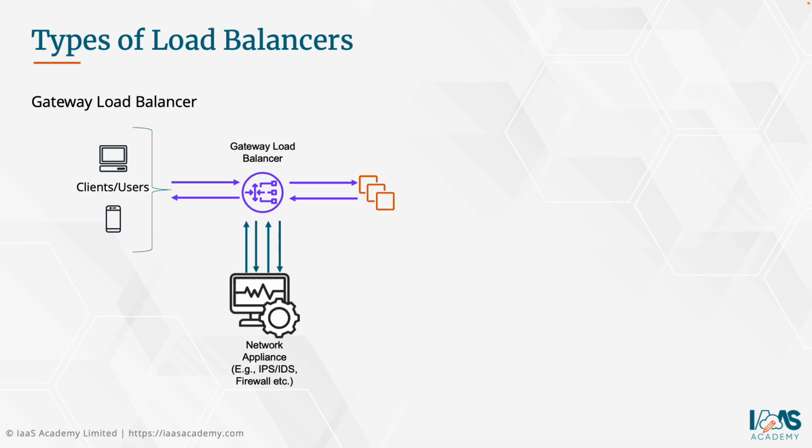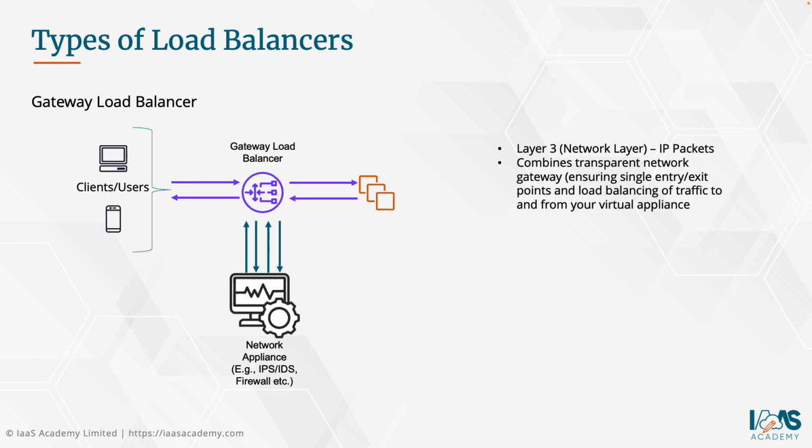and so this remains a critical component of this particular architecture. So gateway load balancers operate at layer 3, the network layer, where they perform packet inspection, IP packet inspection. It combines a transparent network gateway ensuring a single entry and exit points and load balancing of traffic to and from your virtual appliance. It also uses Geneve Protocol, which stands for Generic Network Virtualization Encapsulation Protocol, that operates on port 6081.